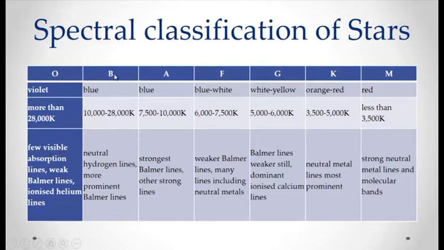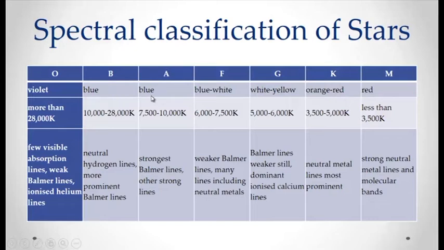Then coming to B class stars, color will be blue, temperature of these stars will be between 10,000 Kelvin to 28,000 Kelvin. If you examine the absorption spectra of this B class star, you can find the neutral hydrogen lines, more prominent Balmer lines. Like that, two spectral features will be there in B class stars.